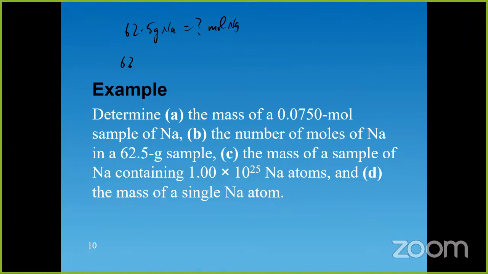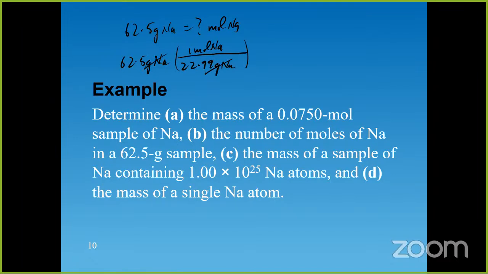So we start off with the 62.5 grams of sodium. So again, my question is, what would be in the conversion factor here? What would go up top and what would go below? One mole of sodium will go up top, and the molar mass, which is again 22.99 grams of sodium, will go below. So this goes with that.